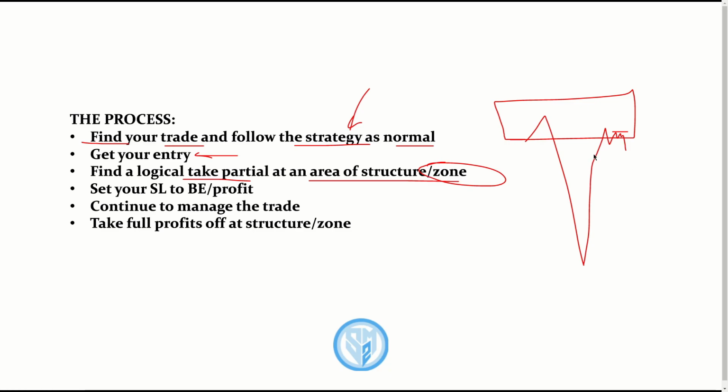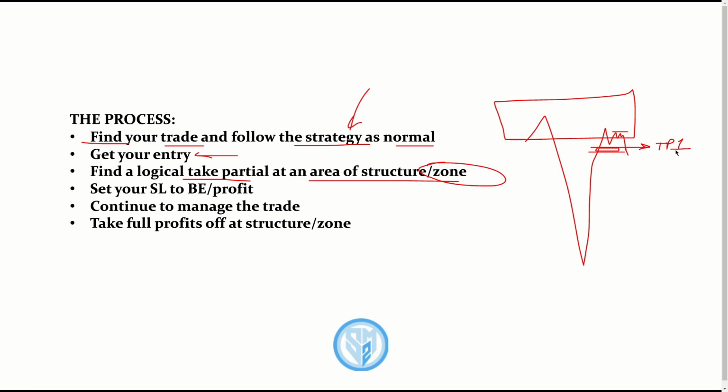Now let's say we've got an area of structure lying over here. That will be my first take partial, right? Or we've got a demand zone over here, right? And we don't expect it to hold, but if it does hold, then that would be a problem, right? So I'm going to set my first take partial at this area over here, right? TP1, I'll set it over here, right?